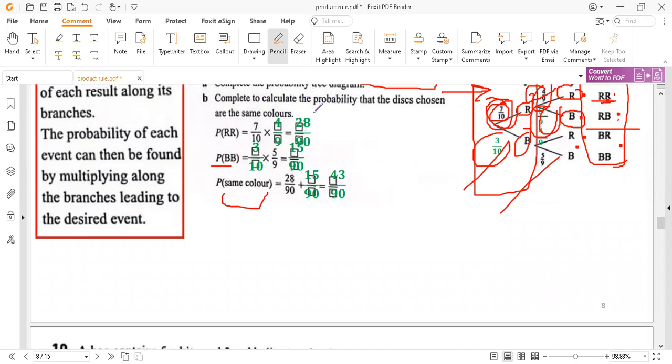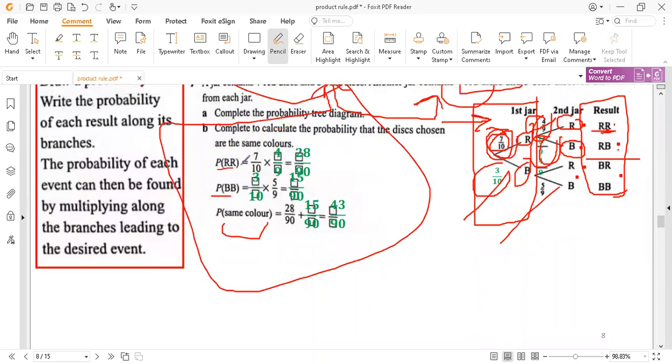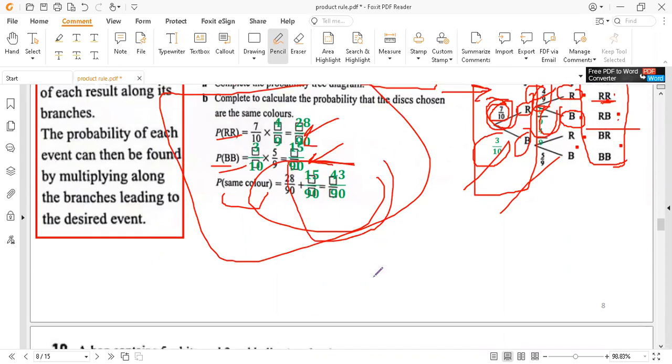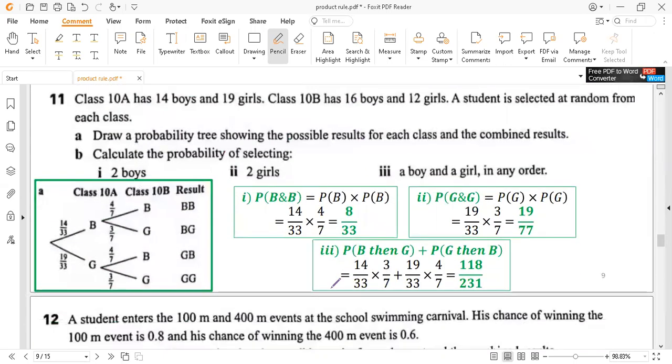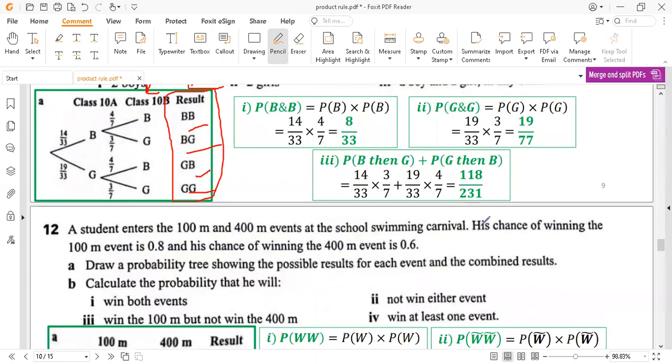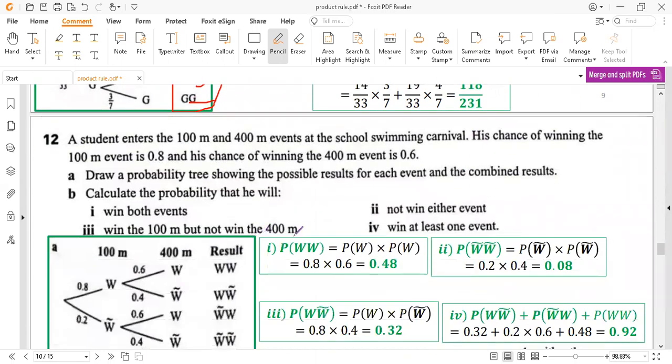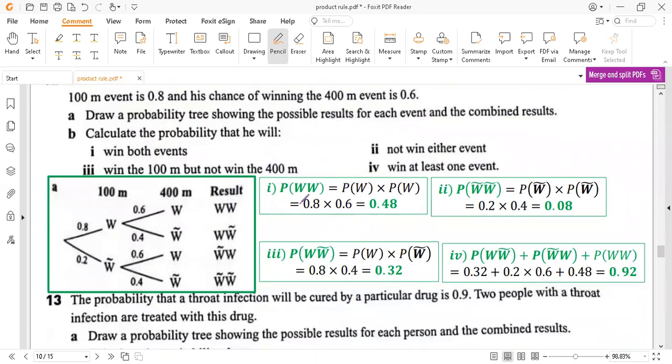Same color: when we say same color, it could be red, red, or blue, blue, so we add both probabilities that we obtained before to obtain 43 over 90. Okay, so it is all about drawing a correct tree to obtain all the outcomes that constitute our new sample space. And it is easy to complete from here using the product rule when the events are independent. Okay, so nothing is impossible here.